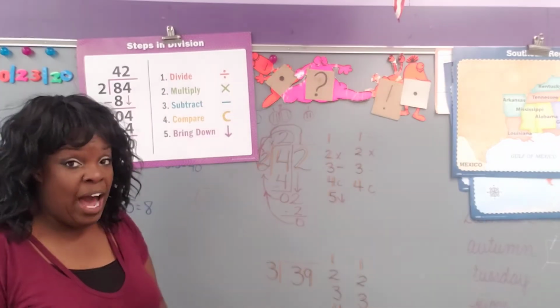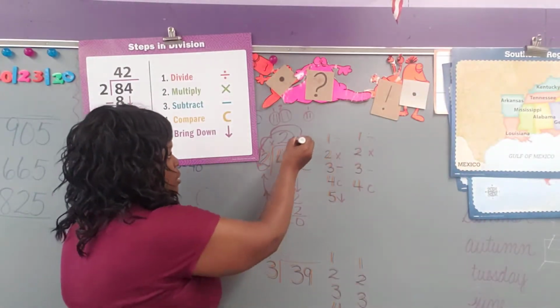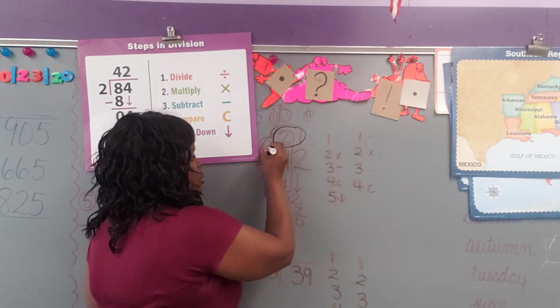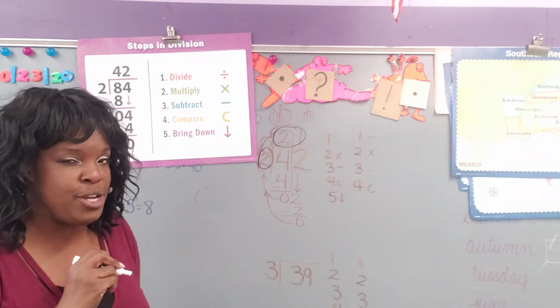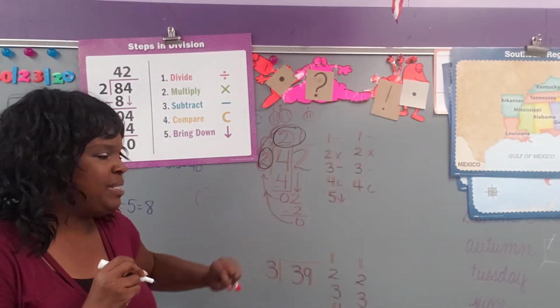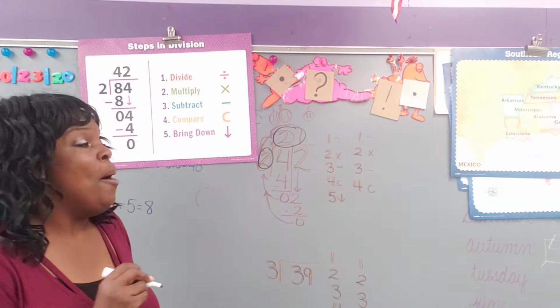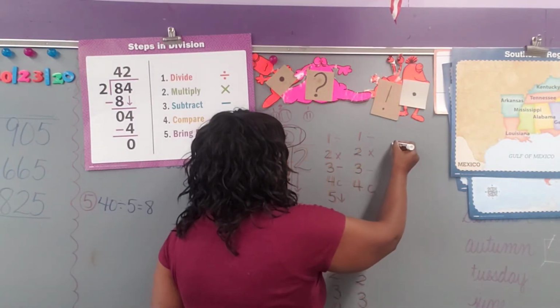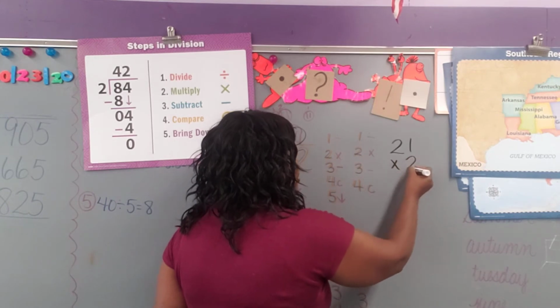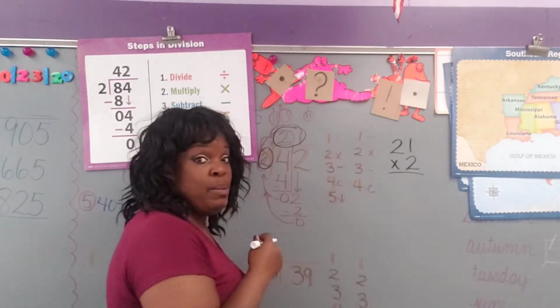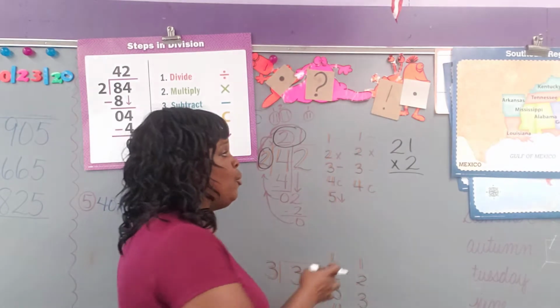We've got to take our outside numbers, 21 and 2, and check using those numbers. What is the opposite of division? Multiplication. So guess how we're going to check those two numbers? We are going to multiply them together. So we multiplied 21 times 2.